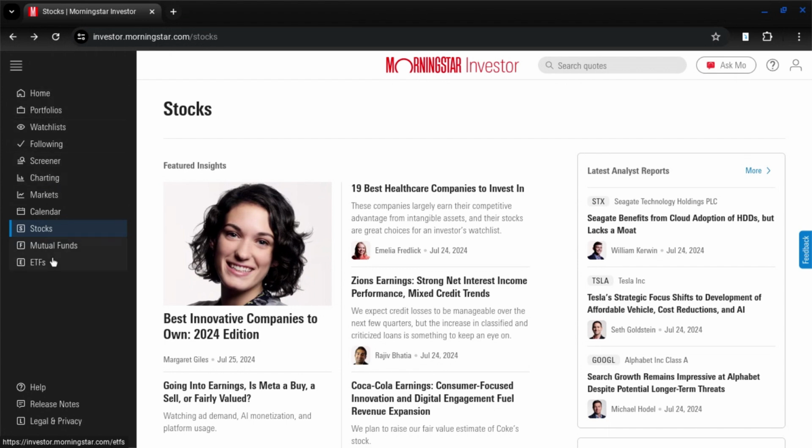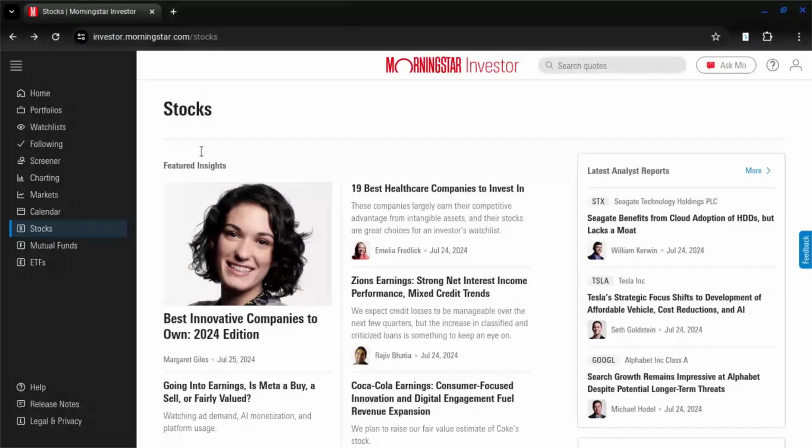These tools are pretty standard for any stock research platform. You have a portfolio management tool, you have a watch list, you have a stock screener, you have charting, you have markets, an overview of the global markets. You have a calendar for important events, economic events or company events. You have stock analysis, you have mutual fund analysis, you have ETF analysis.